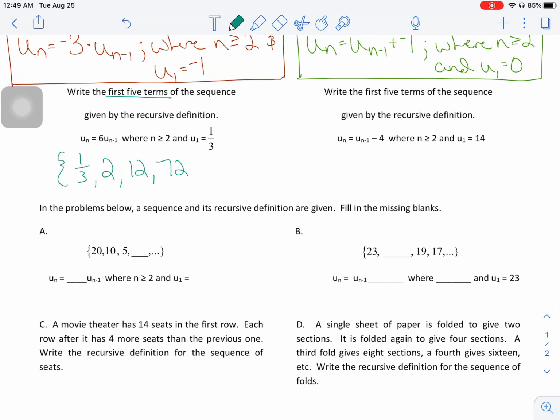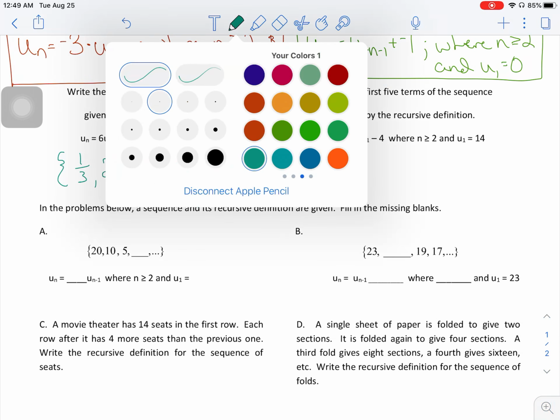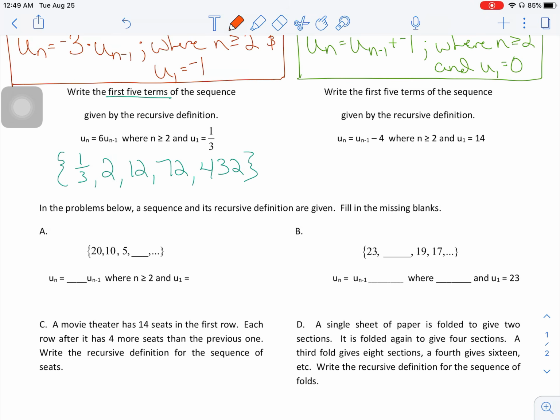I need 1, 2, 3. I need one more term. So 432. I'm going to close off that set. So that should be the first 5 terms of that sequence. Okay, so that one's all done. Let's take a look at the next example.